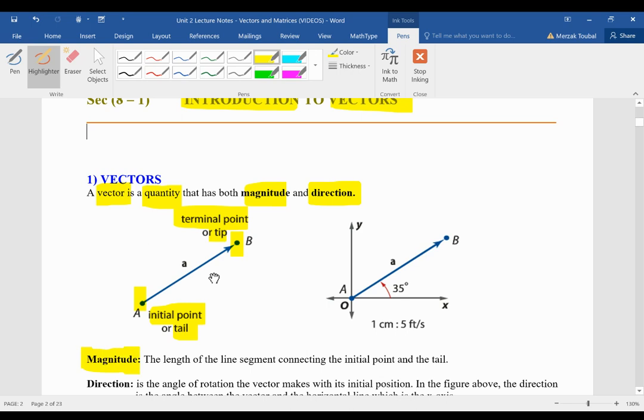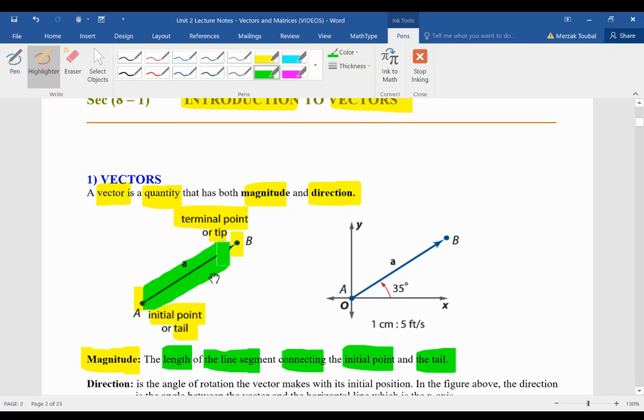So what is a magnitude? It is the length of the line segment connecting the initial point and the terminal point. So we're talking about the length of this segment. It's a line segment connecting the initial point and the terminal point, or the tail and the tip. That would be the magnitude. So what do we really mean by that?